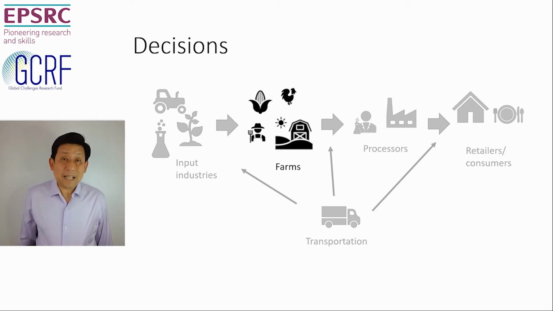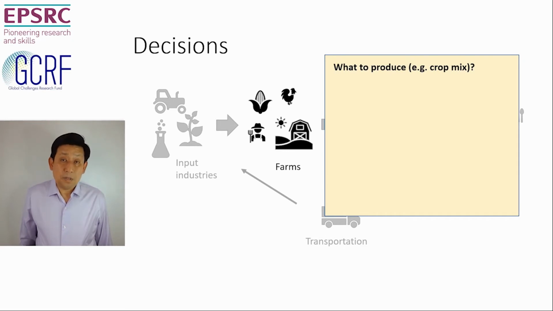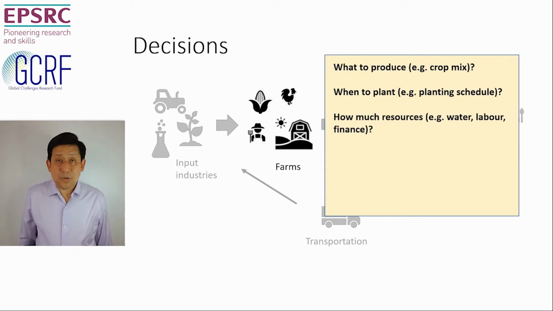Now let us look at some examples of decisions that have to be made in food supply chain. Let us look at farms. Farmers need to make decisions about what to produce, for example, the crop mix. Do I need to produce salad leaves only? Or do I need to split my farm into several sections and plant different types of crops? When to plant? Farmers have to make planting schedules. How many resources do I need? This can be in the form of water, labor, finance, and other resources.